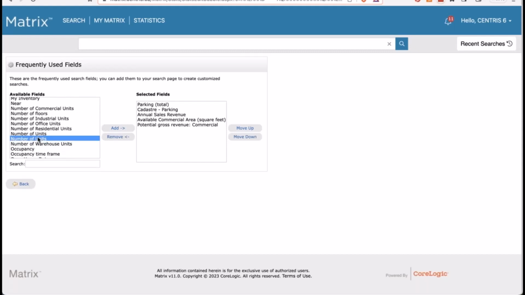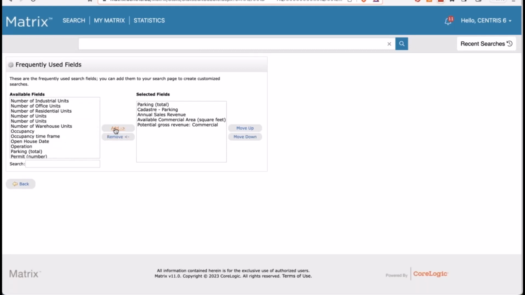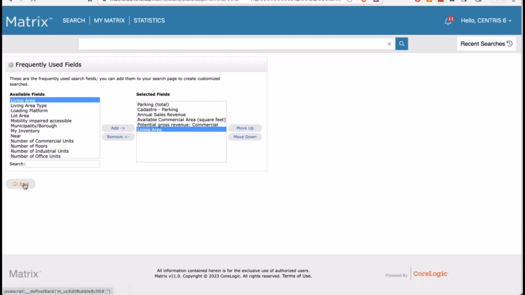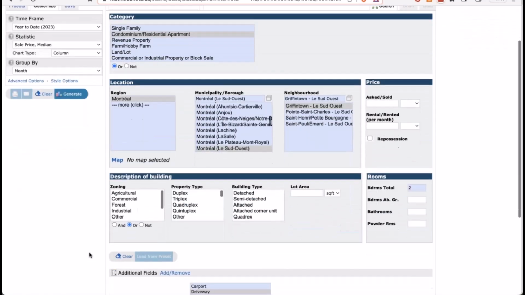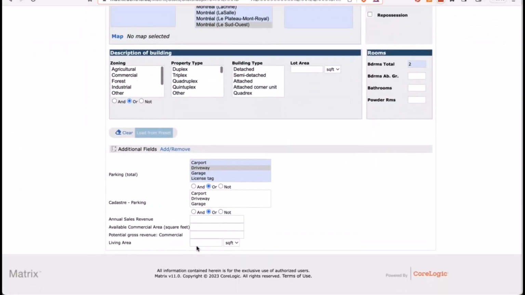Number of units, you could add that. I'm looking for one here. So you could add any feature that you need. You could put the living area, for example, click on add, and now it's on the selected fields on the right, and go back, and in the living area, then you could put your square footage.